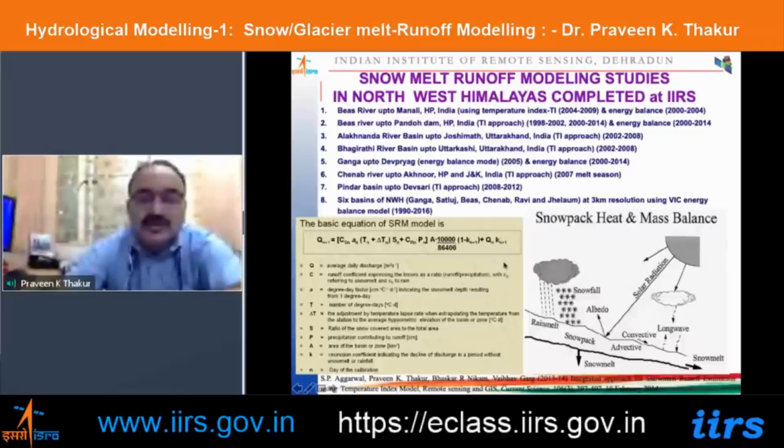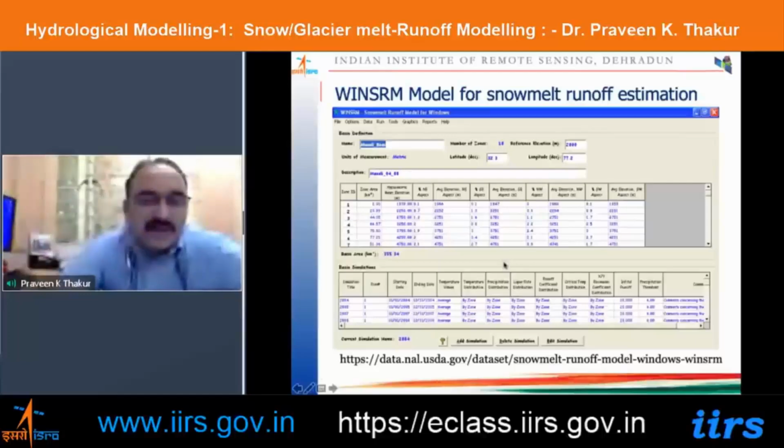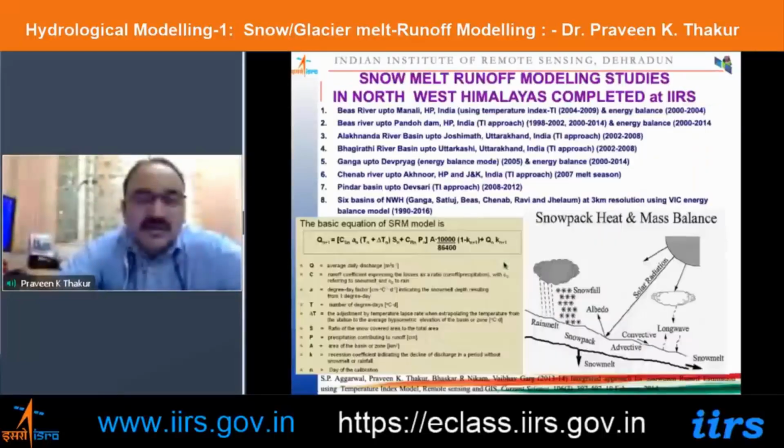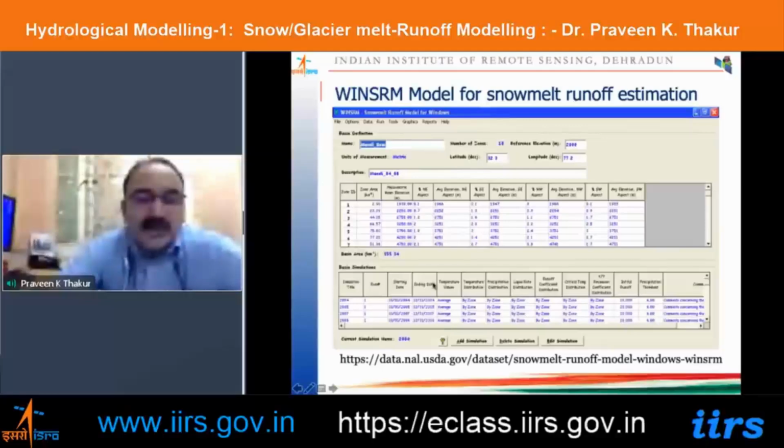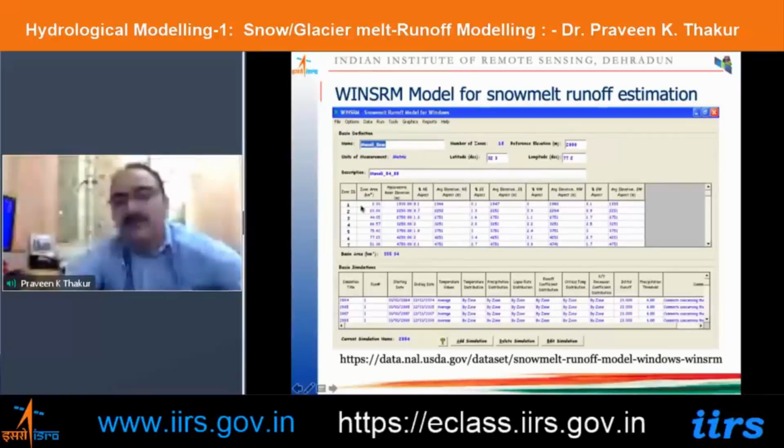So if you want to use this particular model independent of any other model, that means you don't want to use an existing hydrological model and are interested only in snow melt, then WinSRM is a very popular model, which is freely available. It stands for Windows Snowmelt Runoff Model. This is the interface of Windows SRM. It will ask you the name of the basin, how many elevation zones you want to make, and then for each elevation zone, it will ask you the area, mean hypsometric elevation, its aspect, and the area in the particular aspect.